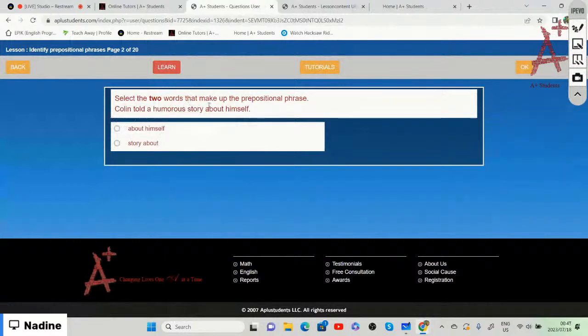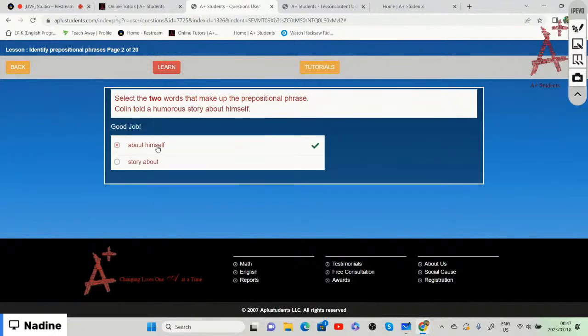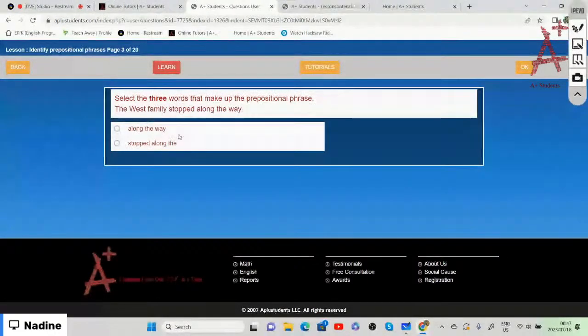Select two words. Colin told a humorous story about himself. Is it about himself or story about? We need to select the preposition and the object of the preposition, because it's only two words. The prepositional phrase is about himself, because about is the preposition and himself is the object of the preposition.